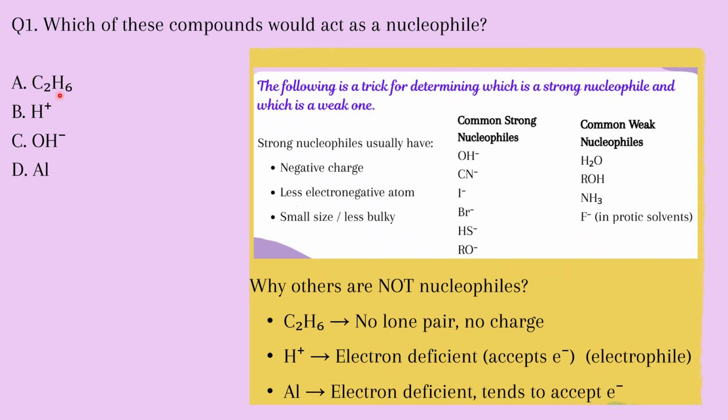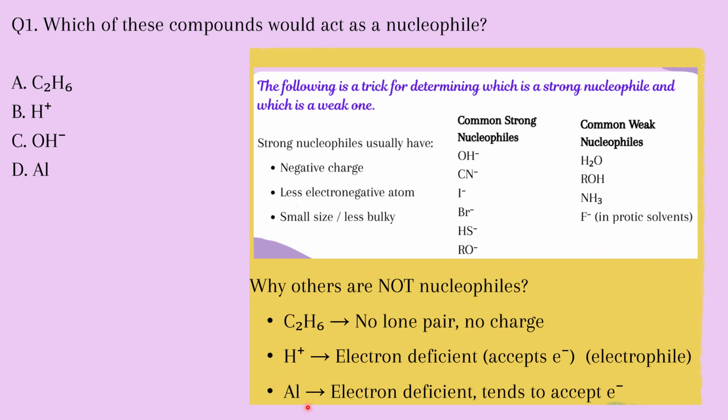Well, why are the others not nucleophiles? Because C2H6 does not even have a lone pair or charge, so it is not a nucleophile. H plus is electron deficient, and we know that nucleophiles are the ones which get attracted towards a positive charge, so they should have either a lone pair or a negative charge. So this is not going to be a nucleophile.